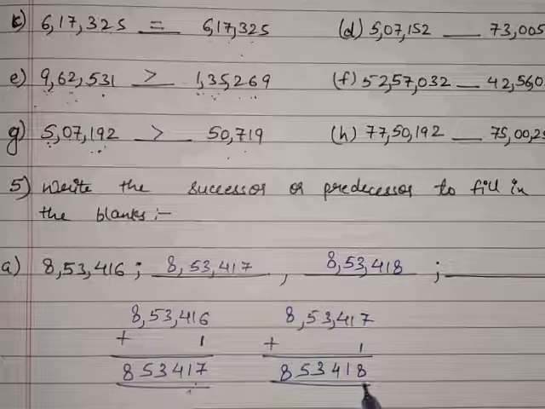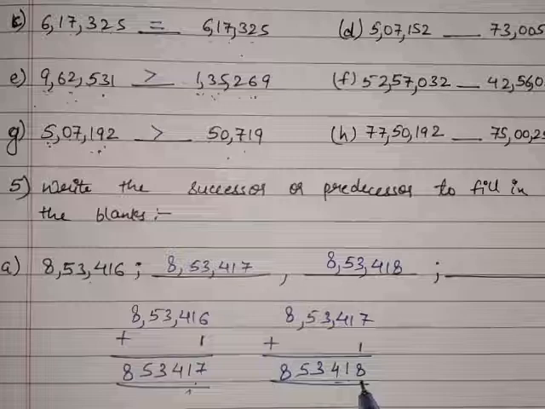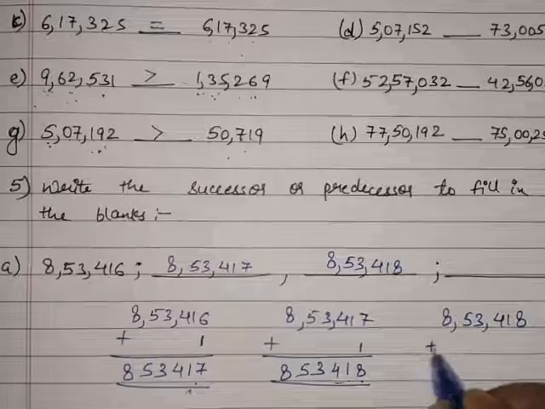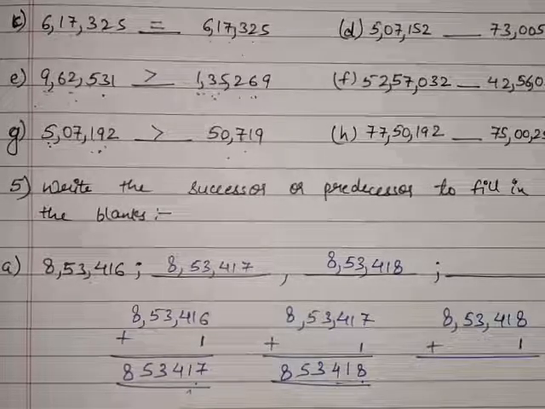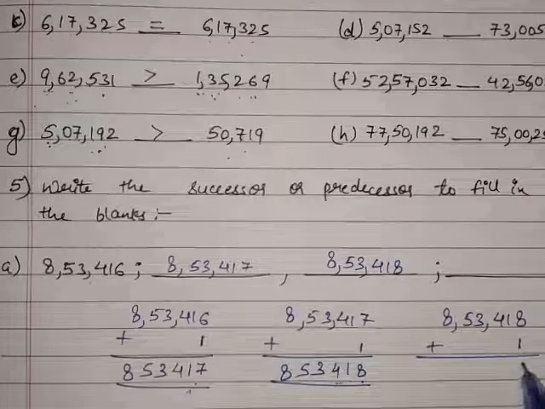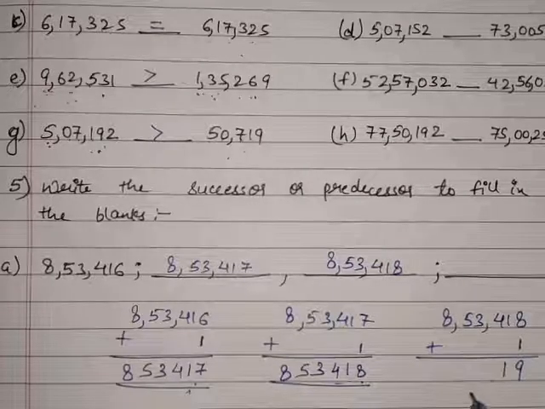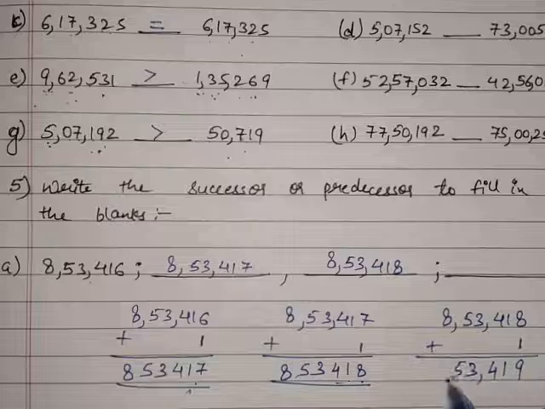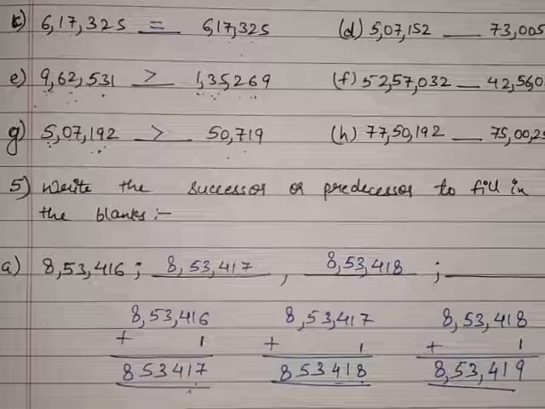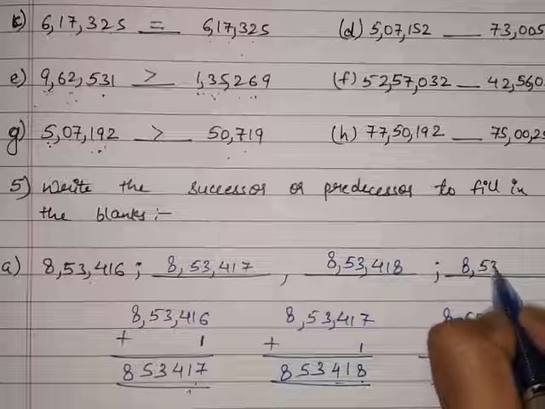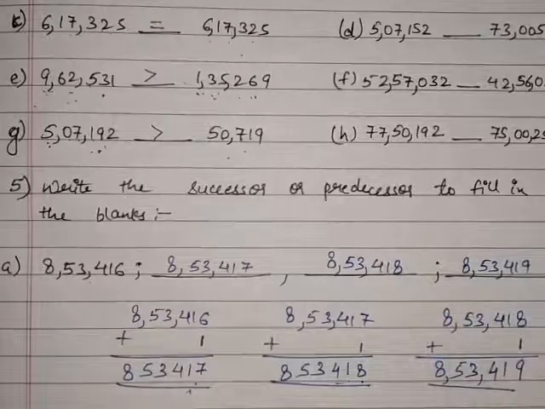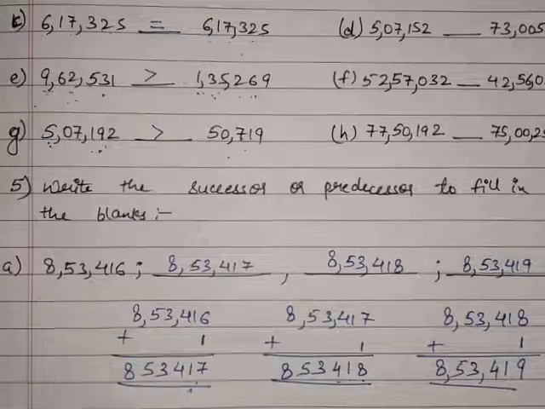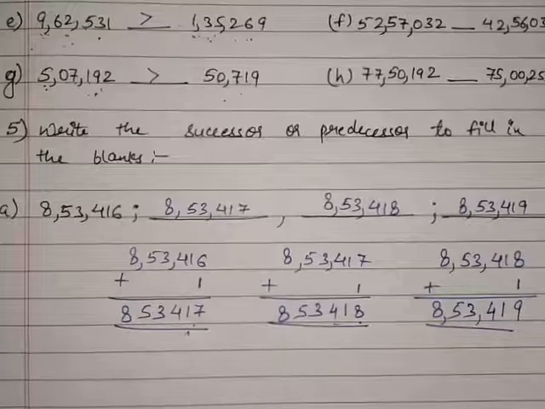Now what is the next successor? We get it by adding 1 to 418. So we will note down 8,53,418 plus 1. We will get the successor of the next number. 8 plus 1, 9. 1 plus 0, 1. 4 plus 0, 4. 3 plus 0, 3. 5 plus 0, 5. 8 plus 0, 8. We get the number 8,53,419. See, we have found the next successors of the number 8,53,416. Now what is our B question given? We will note it down.